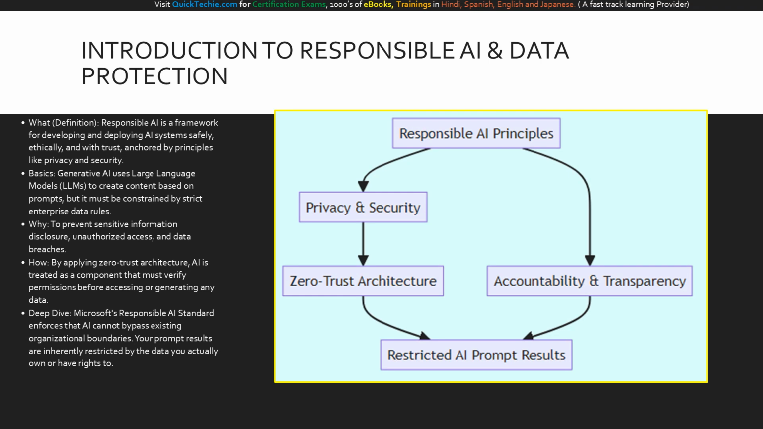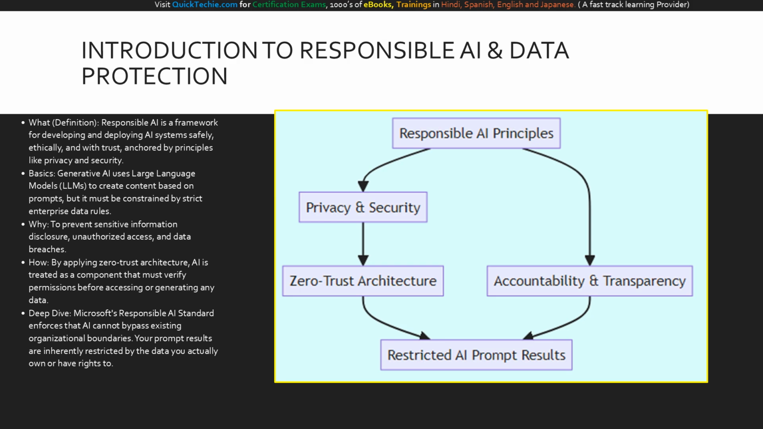Responsible AI isn't just a buzzword, it's a rigorous framework designed to deploy AI safely and ethically. A core pillar of this framework is privacy and security. When we use generative AI tools like Microsoft 365 Copilot, we rely on large language models to process our prompts and generate responses. But why is data protection so critical here? Because without it, an AI could inadvertently expose highly sensitive corporate secrets to the wrong employee.